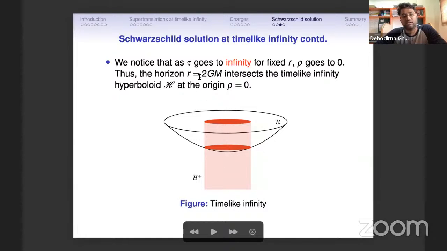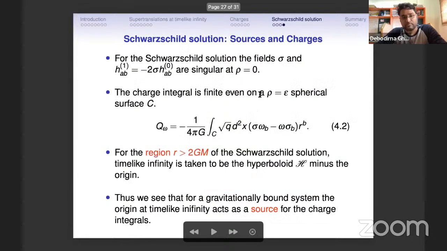Because we notice that as tau goes to infinity for fixed r, rho goes to 0. Thus, the horizon r equals twice GM intersects the timelike infinity hyperboloid at the origin rho equals 0. And as I was saying, at rho equals 0, the field sigma blows up. So for the Schwarzschild solution, the field sigma and h1AB are singular at rho equals 0.